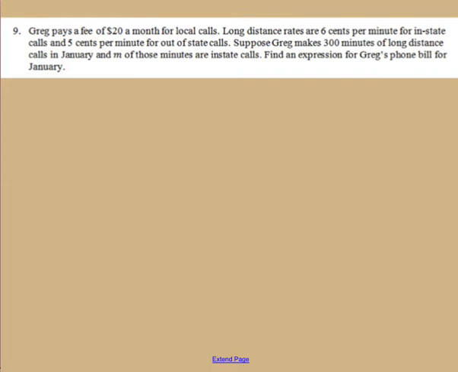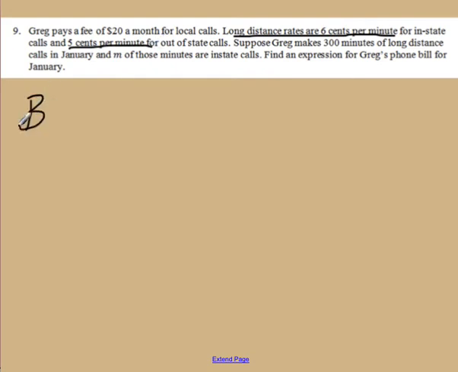All right, let's take a look at number 9. So Greg pays a fee of $20 per month for local calls. Long distance calls are 6 cents per minute for in-state calls, and 5 cents per minute for out-of-state calls. Suppose Greg makes 300 minutes of long-distance phone calls in January, and M of those are in-state calls. So now we know how to write an expression for his bill.